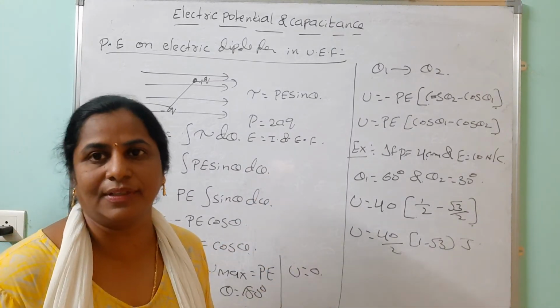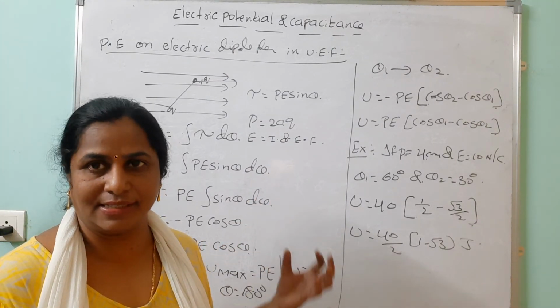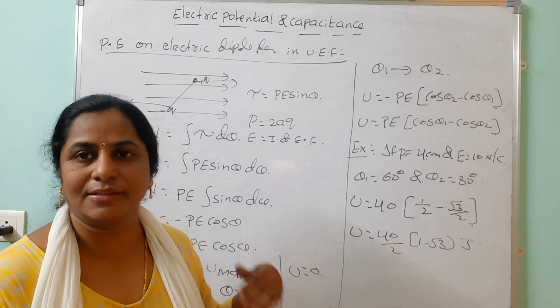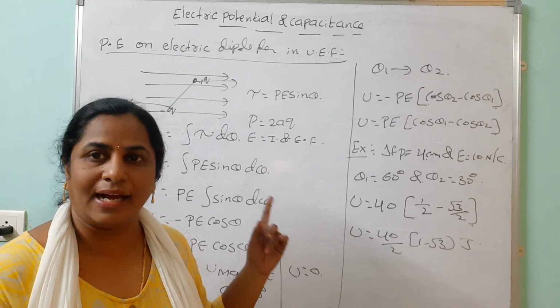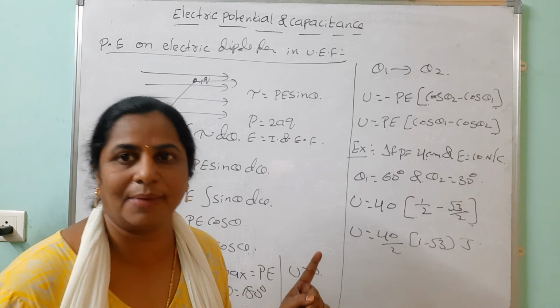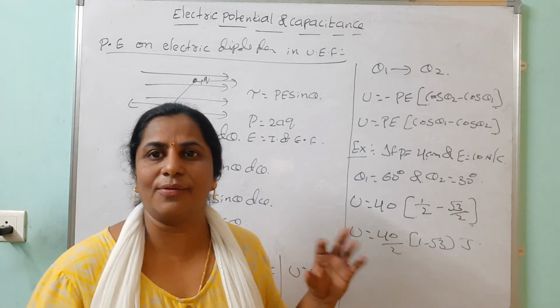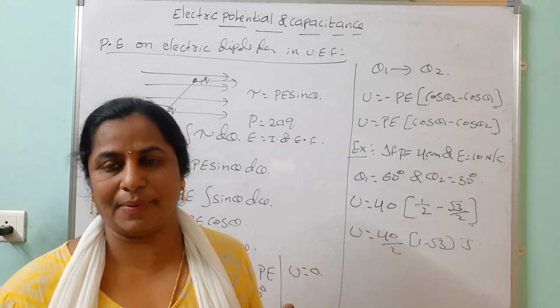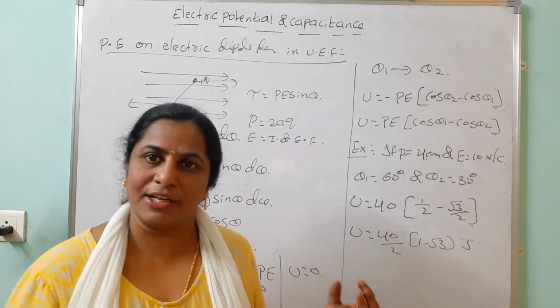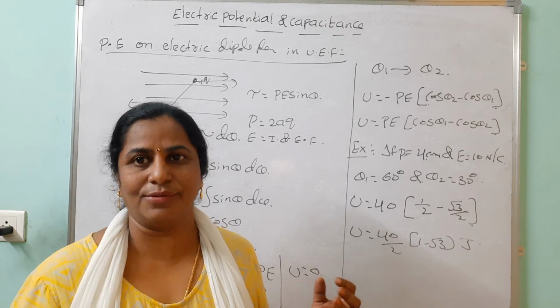So this is about the electric potential. I have revised 90% of the formulas, so better you should follow this. And already in the previous MCET question paper, I have discussed electric potential and capacitance problems also. Better you follow that one also. It is very useful for you.